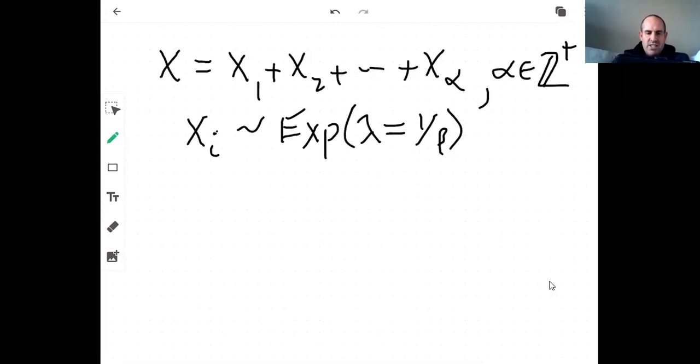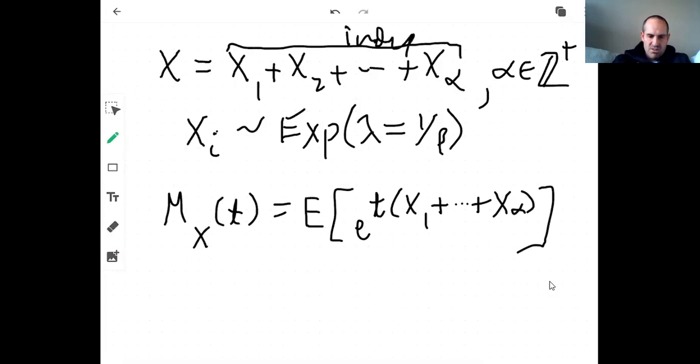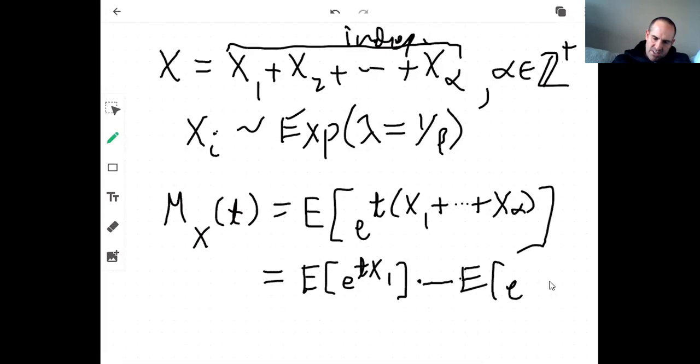What is the moment generating function of this x? The moment generating function of x at t is going to be the expectation of e to the t x, so let me write this: x1 plus dot dot dot plus x alpha. Then I can break this thing up into various exponentials and use the independence of the xi's. I'm assuming that all of these are independent of each other. Use the fact that they're independent to break up the expectations. So this is going to be the expected value of e to the t x1 times, and I multiply all these together, times e to the t x alpha.